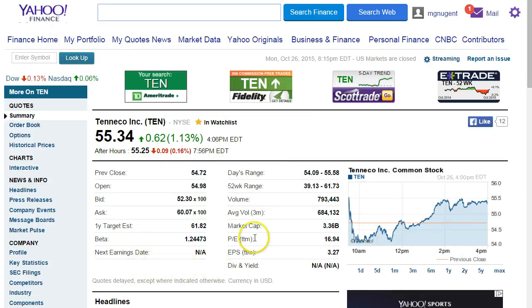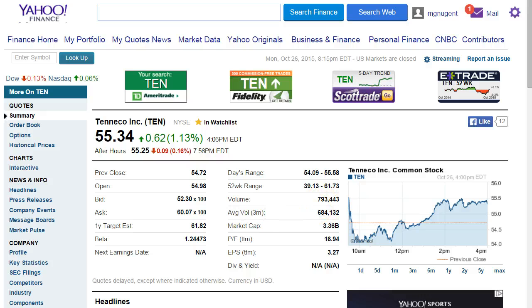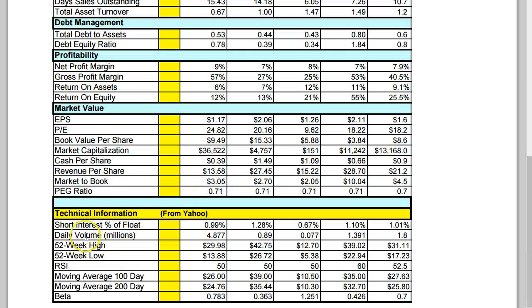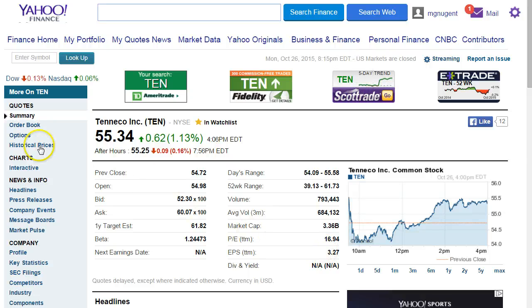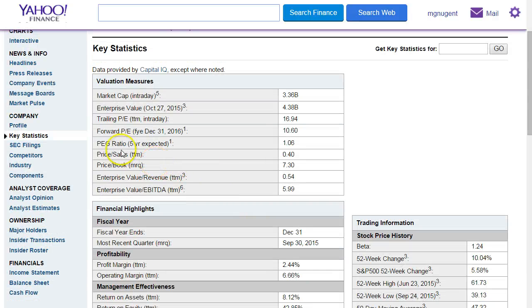Okay, so here's the average volume for 3 months right here. So you could use that, this average volume of 3 months, down here as the daily volume in millions. So you just take the average volume for 3 months. Probably the best thing to do. Now if you go to key statistics, this is where you'll find the PEG ratio.